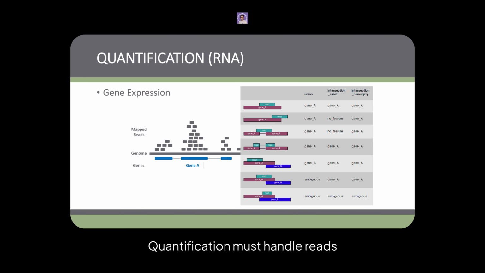Quantification must handle reads that overlap multiple features. Tools apply rules such as union, intersection strict, or intersection non-empty to decide whether a read is assigned to gene A, marked as ambiguous, or discarded. These choices directly influence the resulting expression estimates.